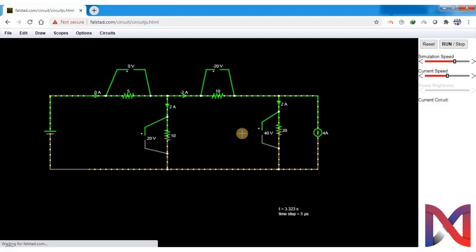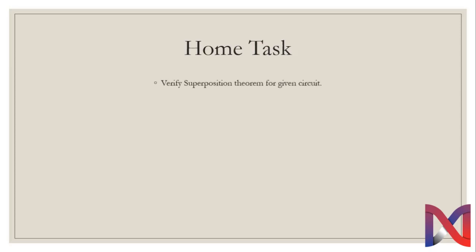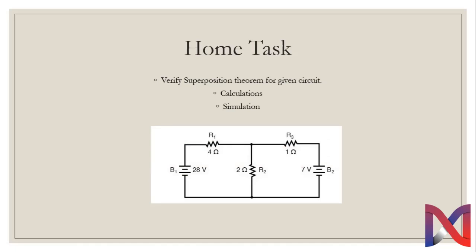Let's meet at the home task. In the home task, you have to verify the superposition theorem for the given circuit, and as usual you have to perform all the calculations and simulation stepwise to find the impact of both sources using the superposition theorem.